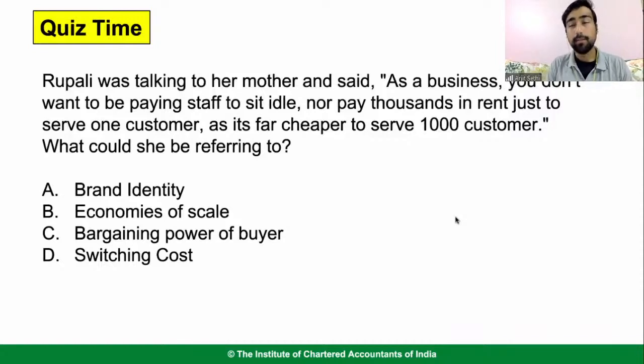Rupali was talking to her mother and said, as a business, you don't want to be paying staff to sit idle, nor pay thousands in rent just to serve one customer, as it's far cheaper to serve 1,000 customers. What could she be referring to? Is she referring to the brand identity of a company? Economies of scale? Bargaining power of the buyer, because the more people you serve, the more bargaining power they get? Or switching cost? Instead of making people sit idle, it's cheaper to serve 1,000 customers, right? Is it a switching cost?